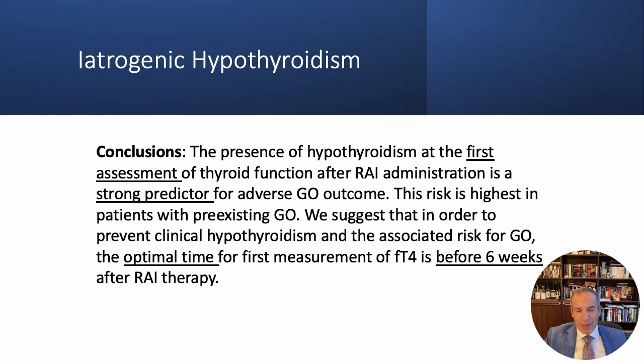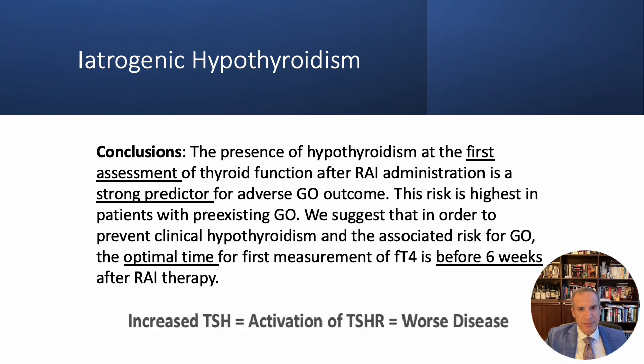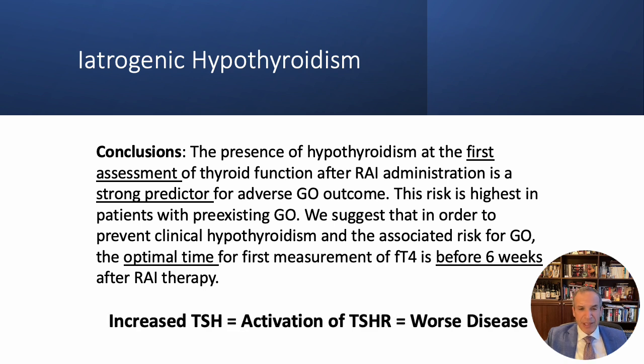Optimal time, Dr. Bond recommends before 6 weeks. After radioactive iodine, I think 3 to 4 weeks is ideal, particularly in patients who are at risk, older, have pre-existing Graves' orbitopathy, may have pretibial myxedema, etc. High antibody titers. Remember, increased TSH leads to activation of TSH receptors on orbital fibroblasts, which leads to worse disease.